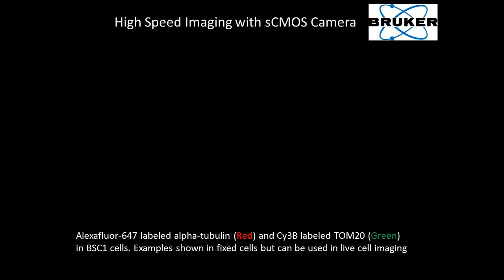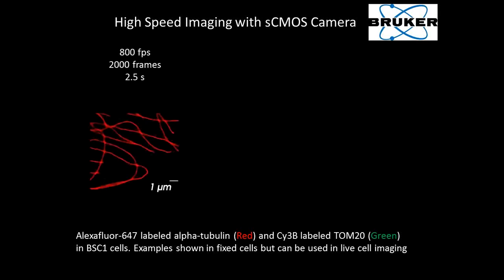So what are the kinds of speeds that we are talking about here? These are examples in fixed cells, but just to give you an idea of how fast you can acquire an image. Here's an example where you're taking 800 frames per second. The total number of frames taken were 2,000. So in about 2.5 seconds, you're able to build up this one-color image. We're looking at Alexa 647 labeled alpha tubulin.